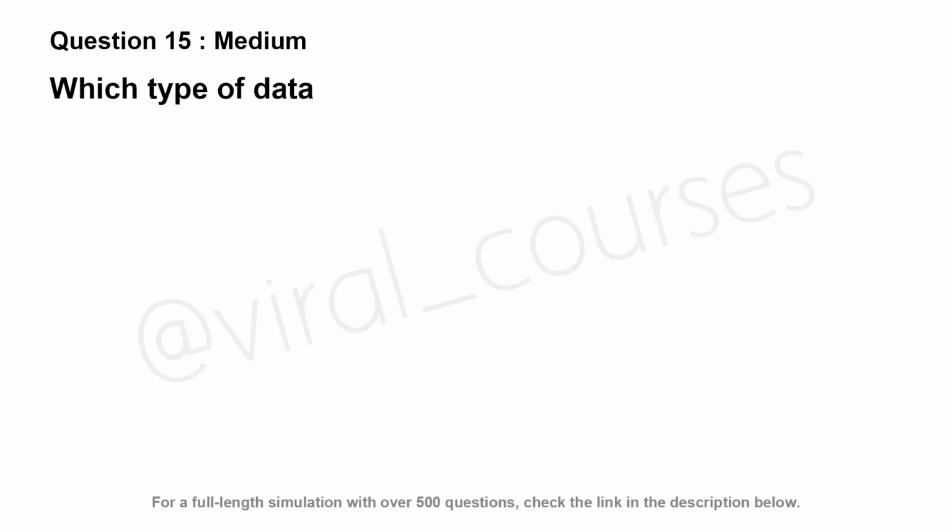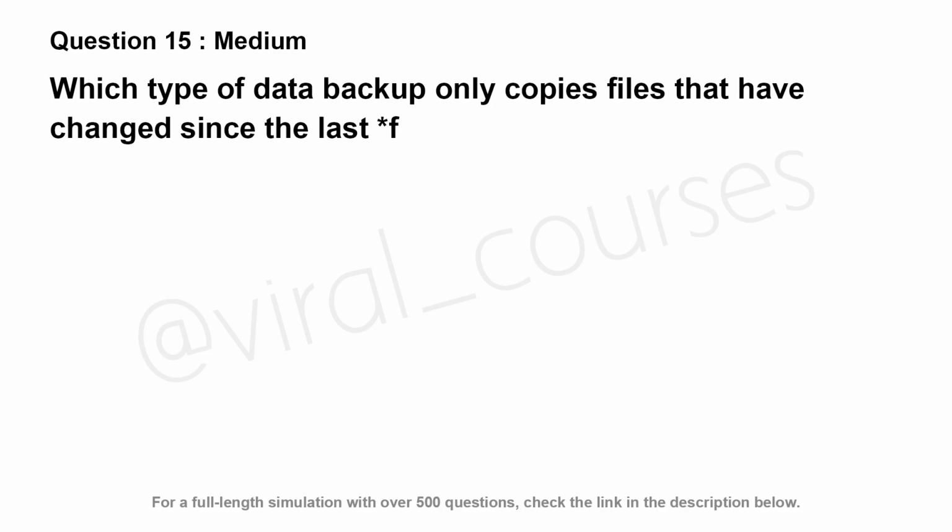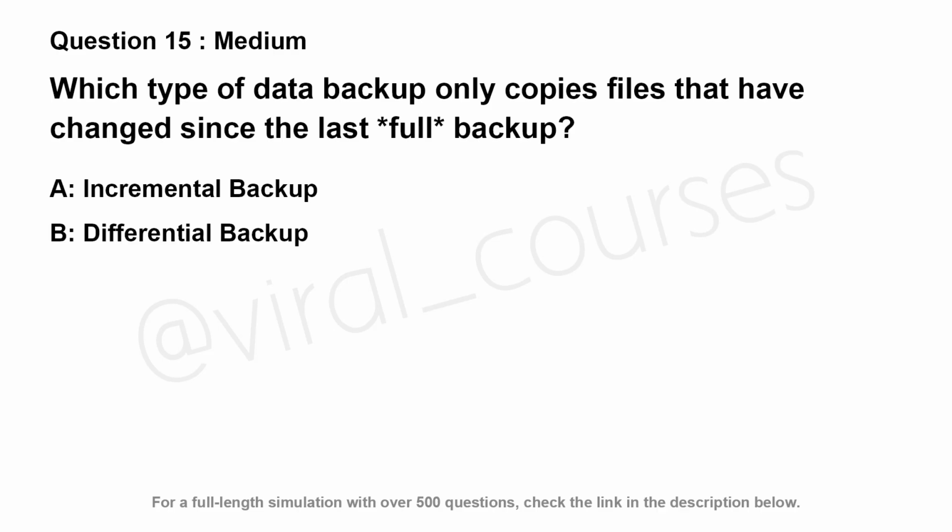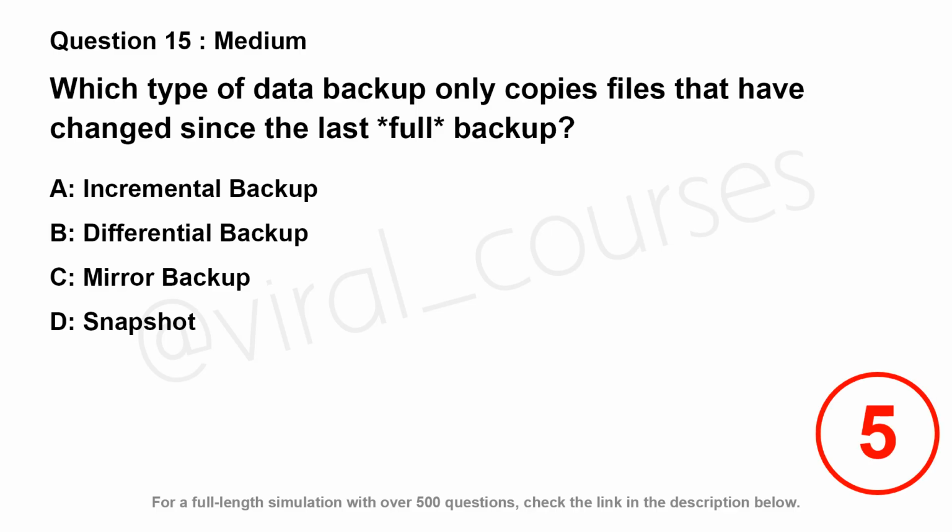Which type of data backup only copies files that have changed since the last full backup? Option A. Incremental backup. Option B. Differential backup. Option C. Mirror backup. Option D. Snapshot.